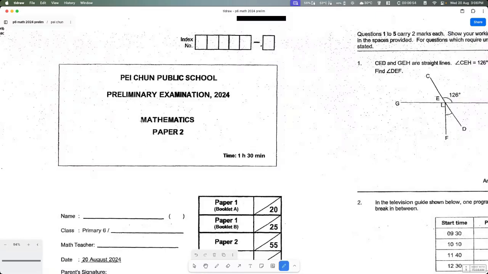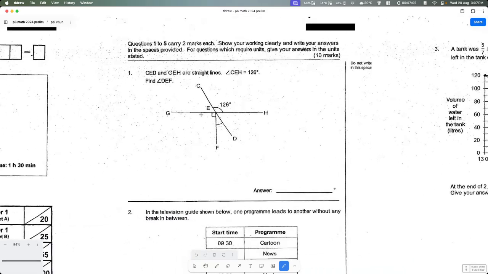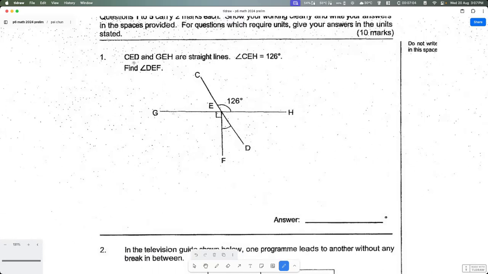In this video, I'm going to go through Chung Public School Preliminary Examination 2024 Mathematics Paper 2. So let's get started on the first question. CED and GEH are straight lines. CEH is 126 degrees. Find DEF.